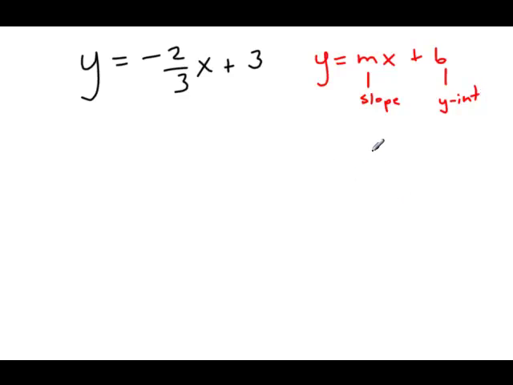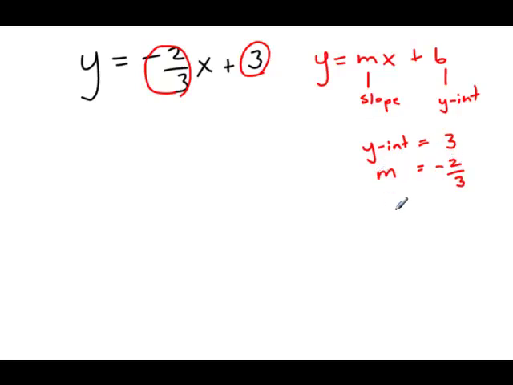So the first thing we can identify then is right here, positive 3 is our y-intercept. With that, we can place a point on a graph at 3 on the y-axis. Okay, we know this right here is our slope. So slope is m. So that means it's up 2 and over to the left 3.